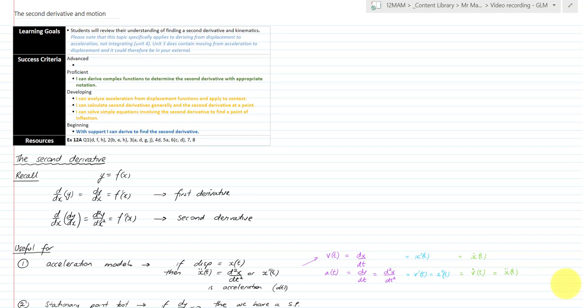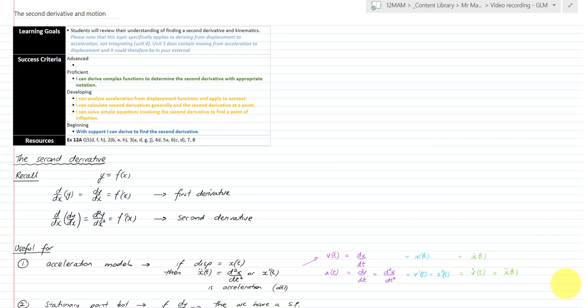Hi and welcome to video 1 of Unit 4 Topic 1 of the Math Methods curriculum, and we're looking at the second derivative and motion in this video. Now I just want to make really clear that not only for the second derivative and motion, but for this whole topic, the concept of this topic is about the second derivative.